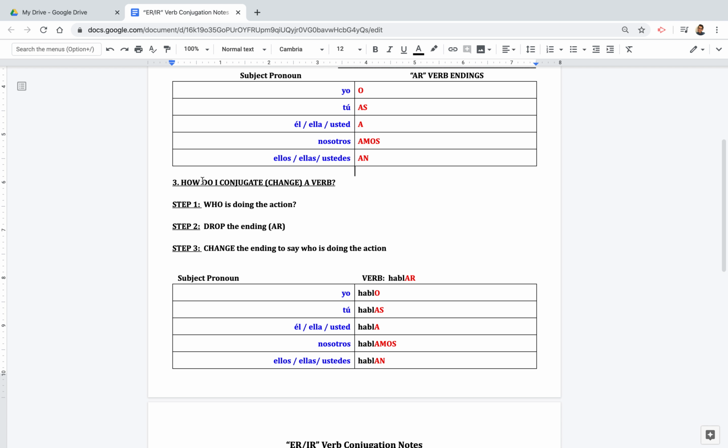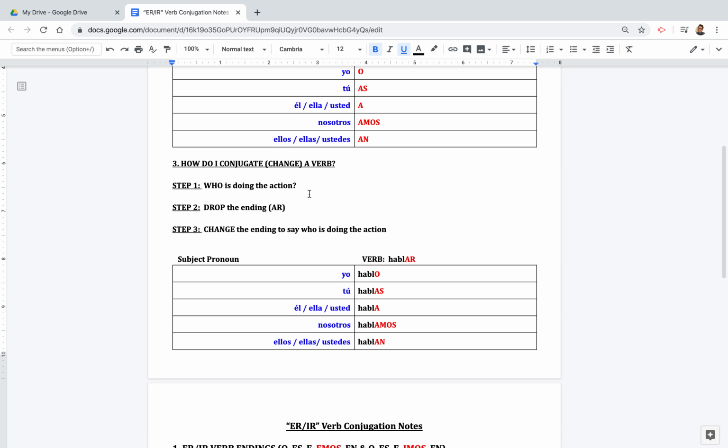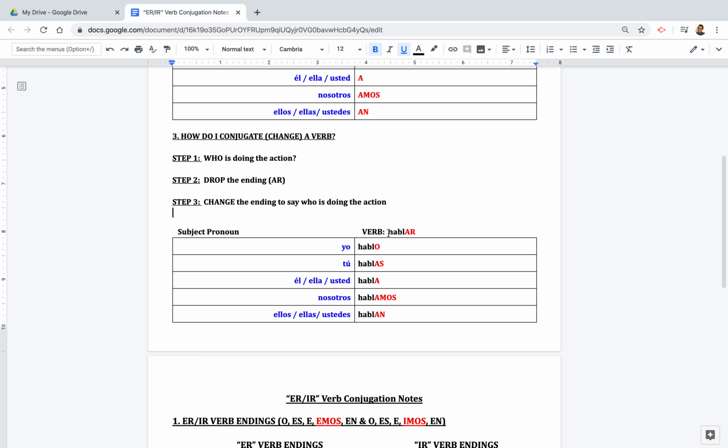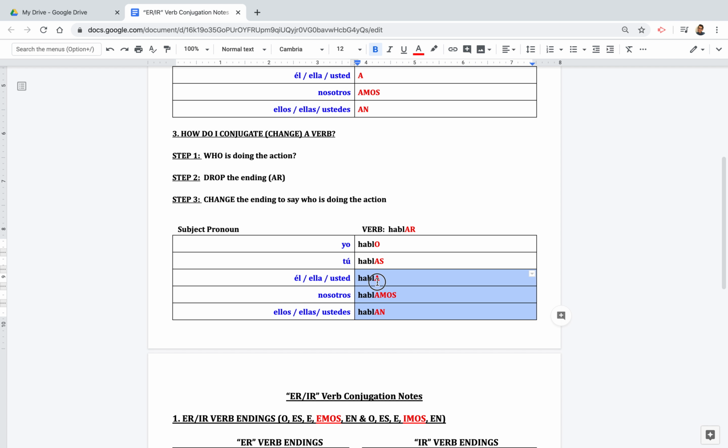We also learned about conjugating verbs, or how to change the ending of a verb. We learned about the 3 steps in order to be able to do that, and we practiced with the verb hablar, to talk or to speak. We learned that we say yo hablo, tú hablas, él, ella, usted habla, nosotros hablamos, ellos, ellas, ustedes hablan. And these endings are going to be the same no matter what type of AR verb I give you.